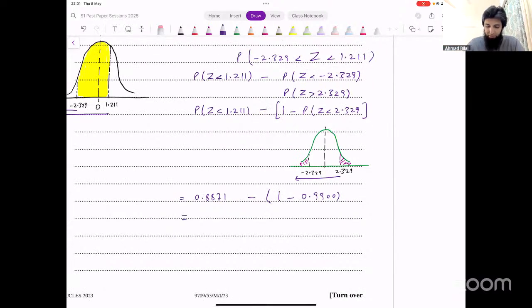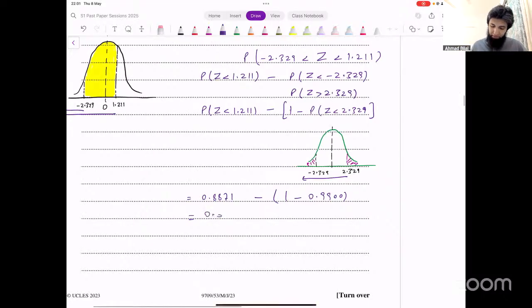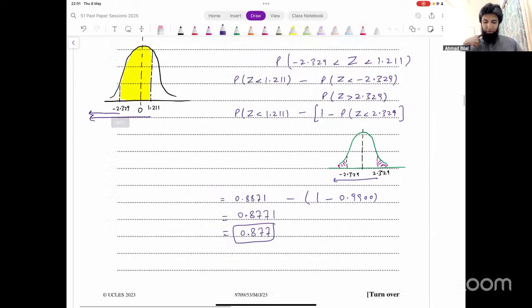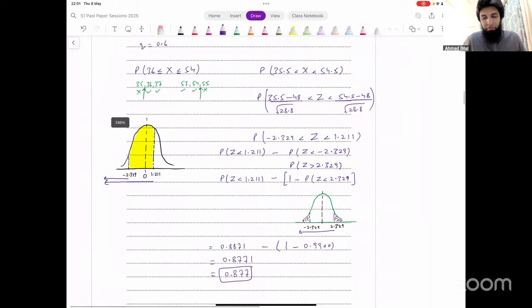What's the result that we get from this? 0.8771. You can round that to 3 significant figures. That's 0.877. And that's your final answer. That is what we were looking for. Is that okay? Any problems with this? Okay, good. Let's move on to the next one now.